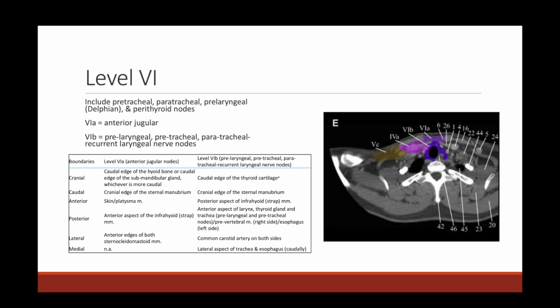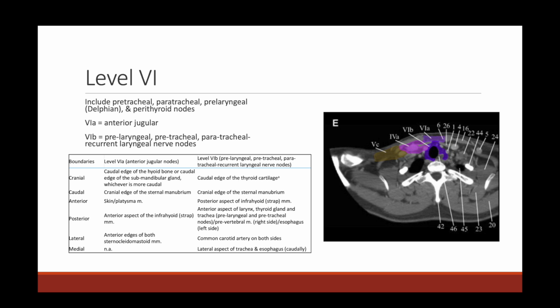Level 6 includes many different areas: pretracheal nodes, paratracheal nodes, prelaryngeal nodes, which are also known as your Delphian nodes, and perithyroid nodes. They can technically be divided into 6A and 6B, and the exact boundaries are shown here. Level 6, I really just think of as the central nodes that are located anterior to the larynx.